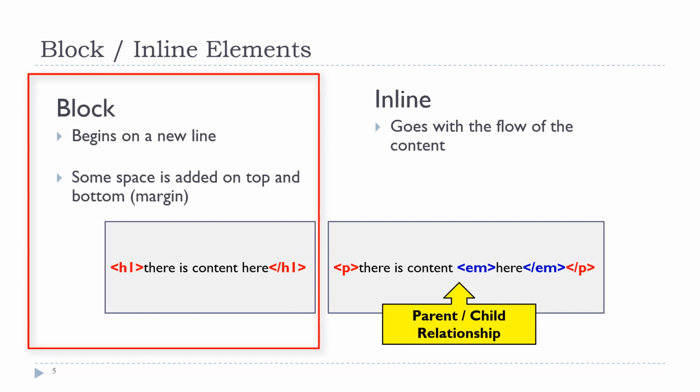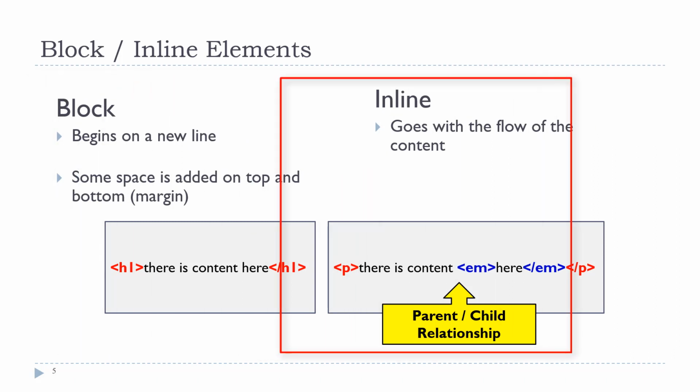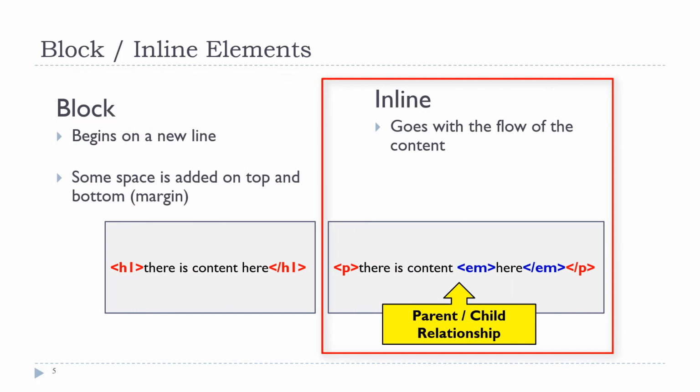You cannot place two block elements together on the same line unless you're using some kind of CSS. Also, there is some kind of spacing on the top and the bottom of every block element, and technically that is a margin, and that can be adjusted using CSS. An inline element goes with the flow of the content. There is no break with respect to any types of margins. You will usually see the parent-child relationship with most inline elements.